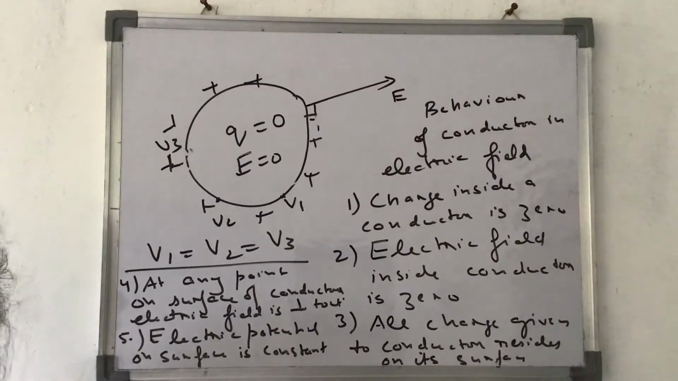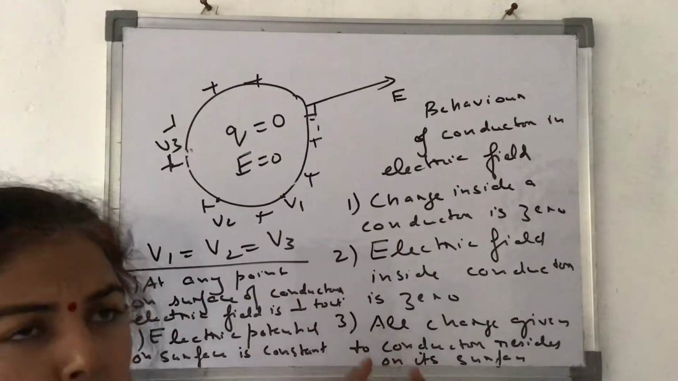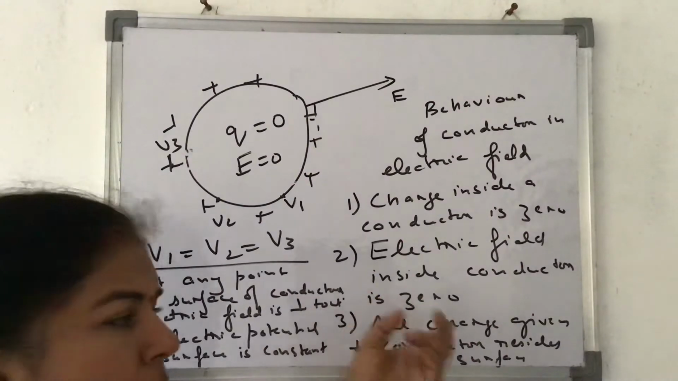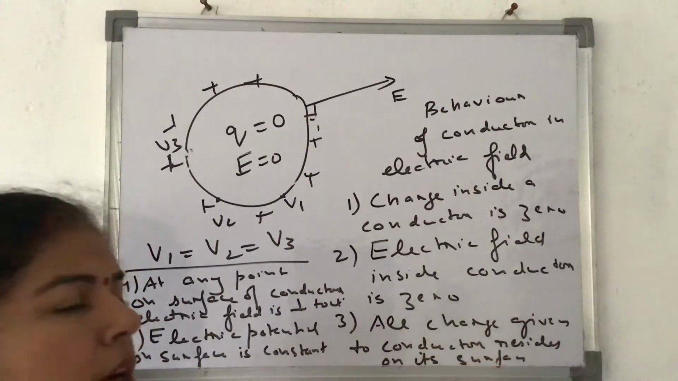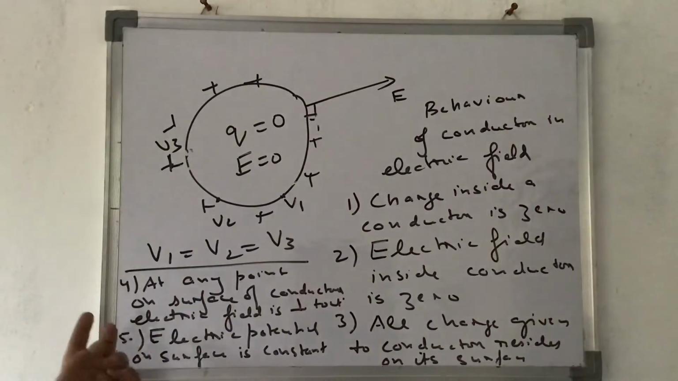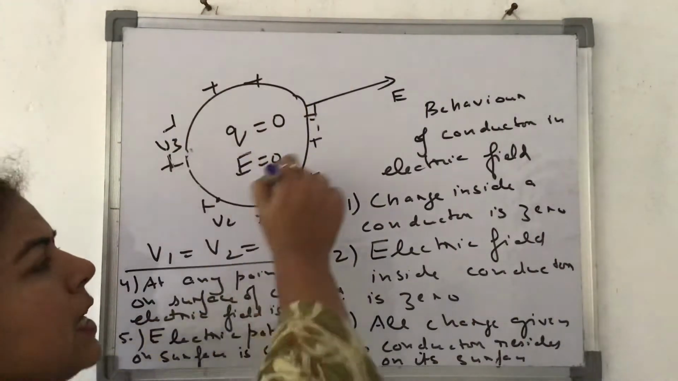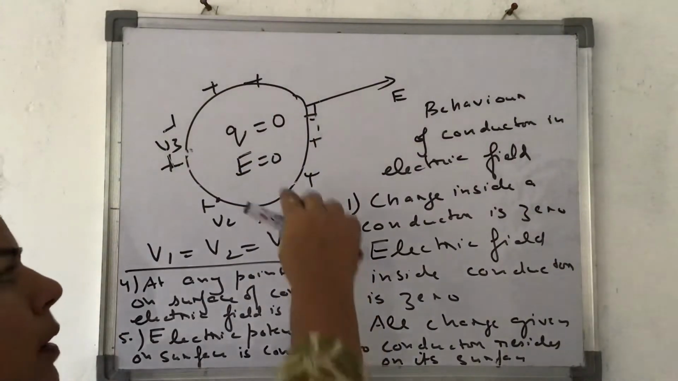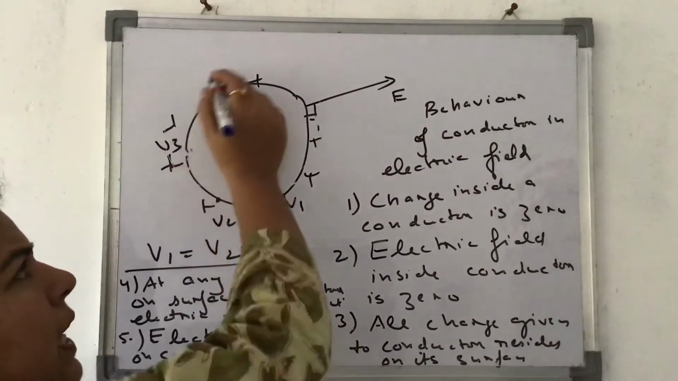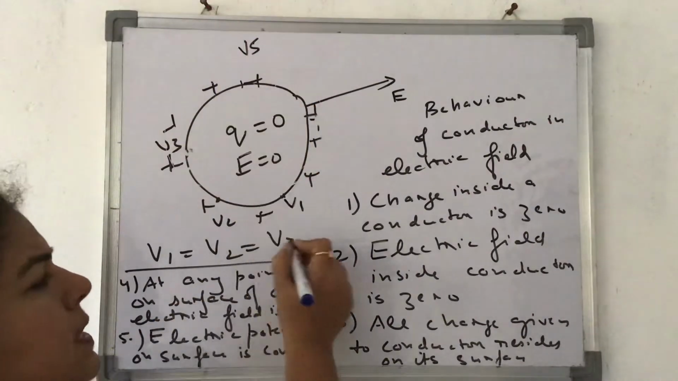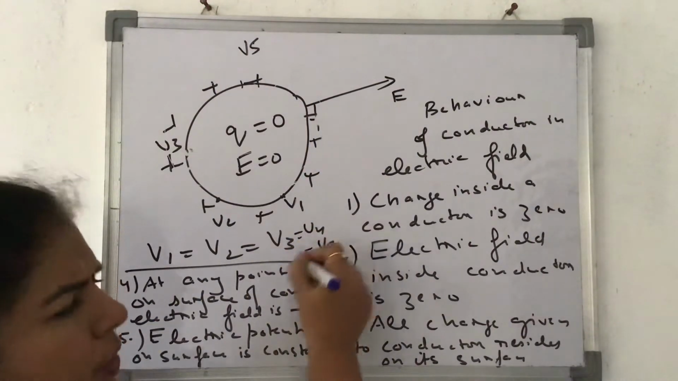Mind you, whether the conductor is hollow or solid, these properties remain the same. First, charge inside the conductor is 0. Second, electric field inside the conductor is 0. Third, all charge given to a conductor resides on its surface only. Fourth, at any point on the surface, the electric field is perpendicular to it. And finally, electric potential on the surface is constant. That means this whole thing behaves like an equipotential surface. If I take the electric potential at any point, all of them will be the same: V4 is equal to V5, whatsoever it is.